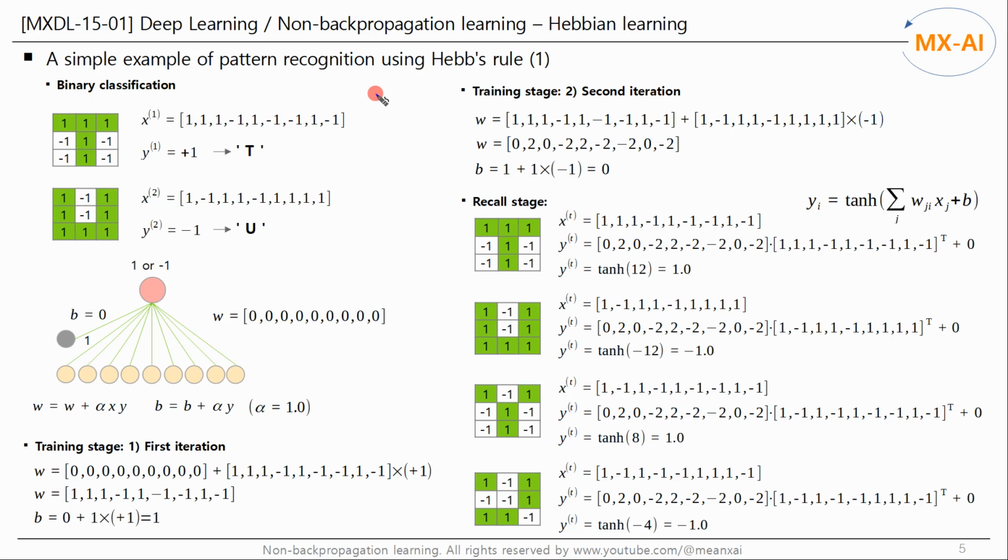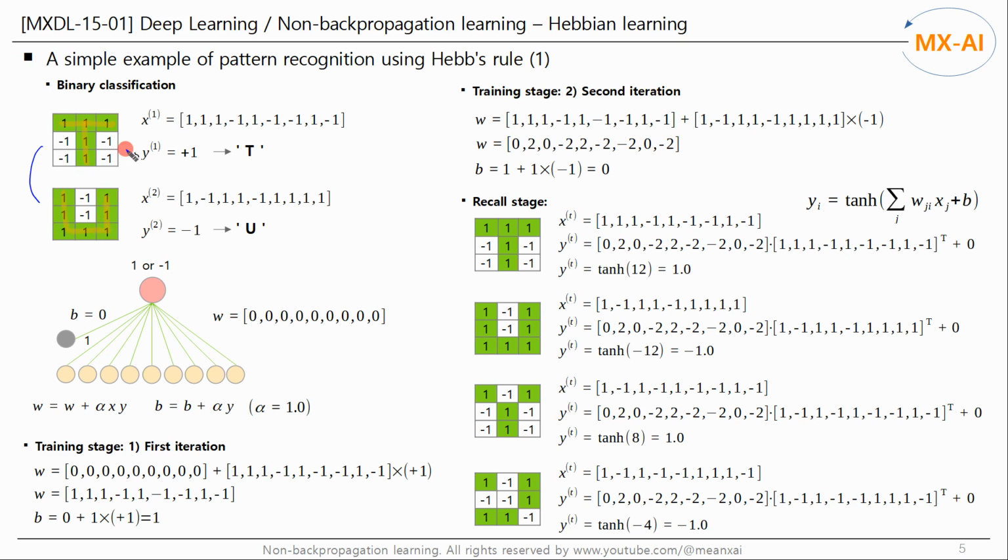Next, let's perform a simple pattern recognition task using Hebb's learning rule. We have these two simple images. We want to use the Hebb's rule to create a neural network that remembers and recalls these images. The first image represents the letter T, and the second image represents the letter U.